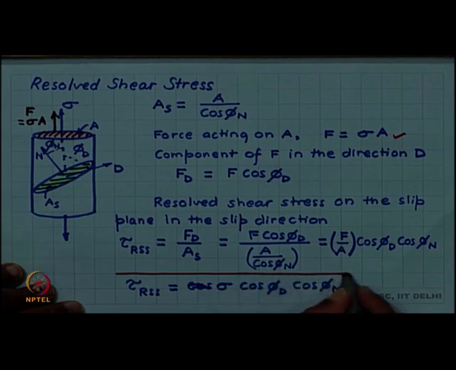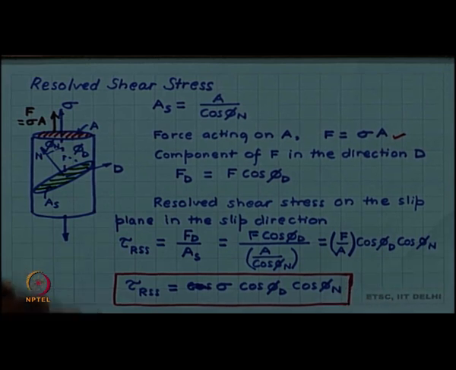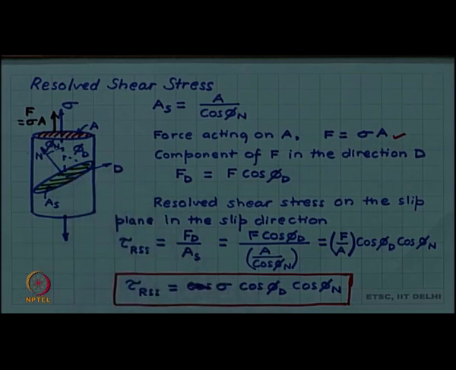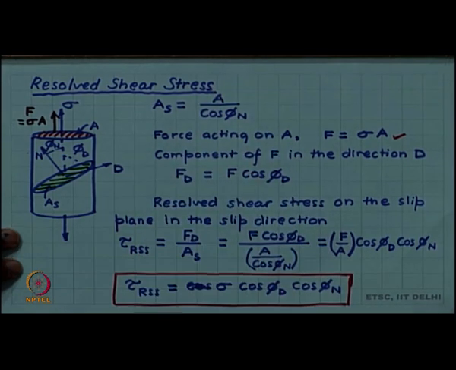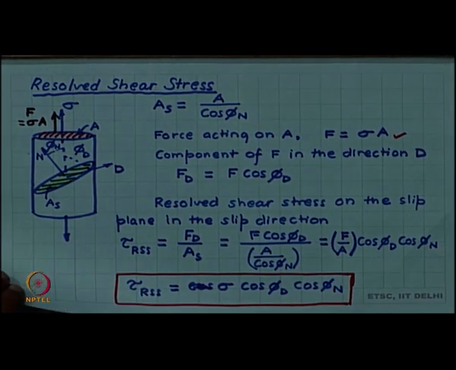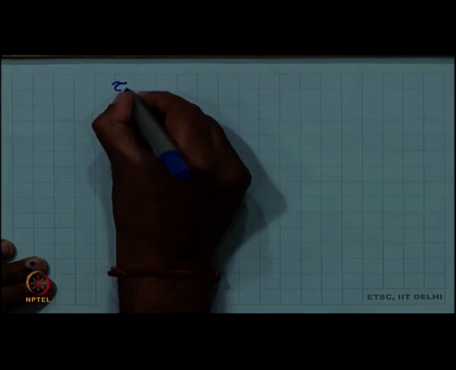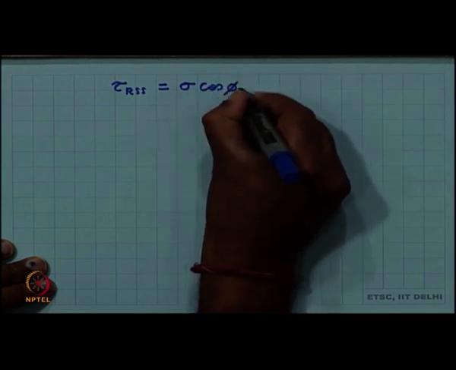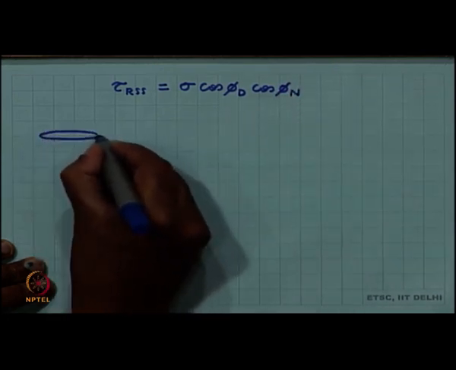So, we see that the resolved shear stress depends not only on the applied stress, but also on the orientation of your slip system, the orientation of the slip plane normal and the slip direction, cos phi d cos phi n. So, we have established this relationship which we wanted for the resolved shear stress. Let us look at some of the consequences of this relationship. So, we have tau RSS is equal to sigma cos phi d cos phi n.